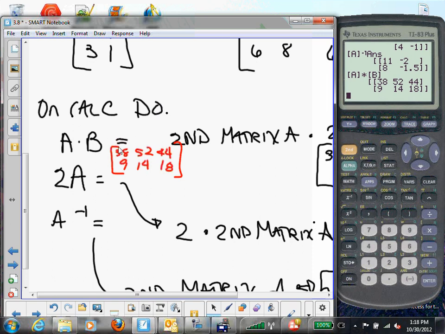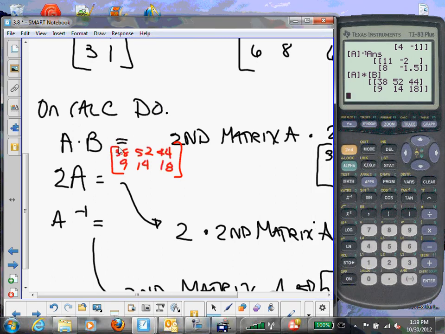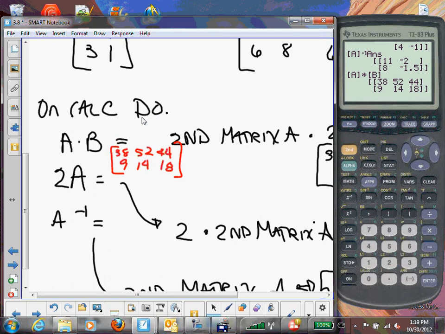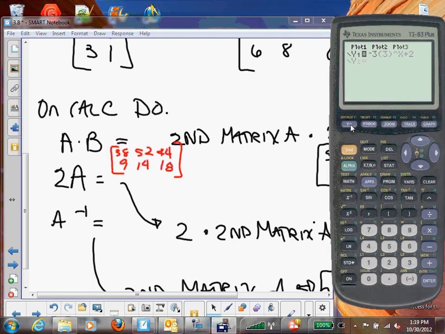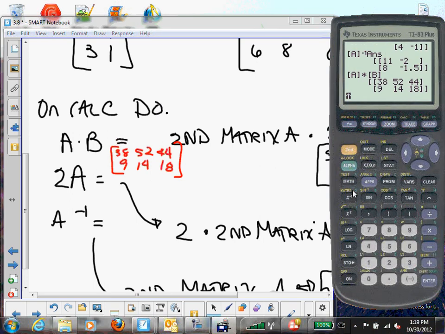What do y'all have? That means I probably entered something wrong on one of my matrices. So let's see what. Oops. So let me see. Come on. Oh my goodness.